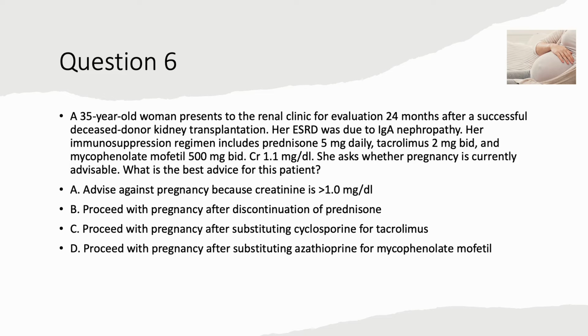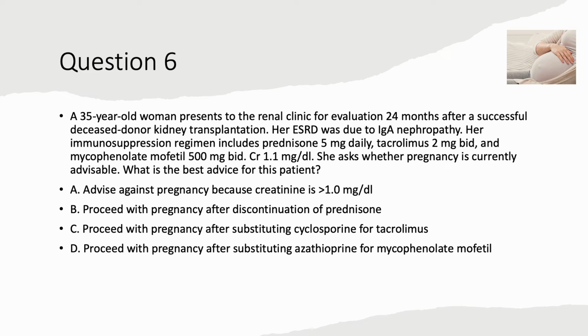So the same patient now waited for 24 months as you advised, and she returns to the clinic. Now she's on prednisone 5 mg, so the dose went down from 10 to 5. Tacrolimus 3 mg twice a day from 3 twice a day, so it's lower. And also the mycophenolate mofetil, the dose went down to 500 mg twice a day. Her creatinine is 1.1, so a little bit higher than 3 months post-transplant with 0.9. It's 1.1 milligram per deciliter, but stable. And now she asks whether pregnancy is advisable. So what is your best advice for this patient now?